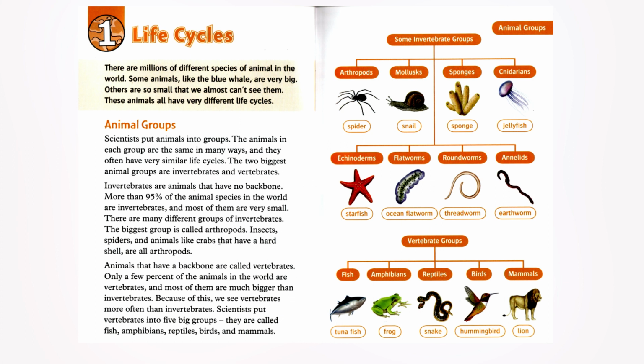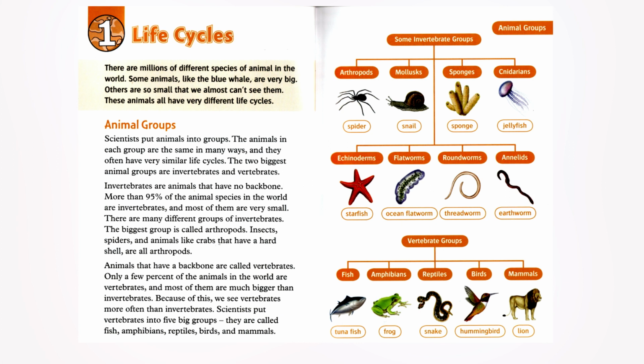Scientists put animals into groups. The animals in each group are the same in many ways, and they often have very similar life cycles. The two biggest animal groups are invertebrates and vertebrates. Invertebrates are animals that have no backbone. More than 95% of the animal species in the world are invertebrates, and most of them are very small.